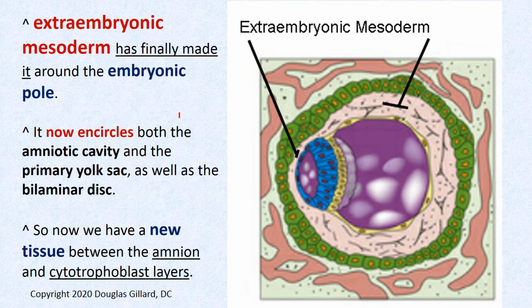Let's focus, move ahead. But for whatever, it now completely encircles the little human, the bilaminar disc. The primary yolk sac is encircled. The amnion is encircled. Wouldn't that be a nice question? The extraembryonic mesoderm encircles all of the following except blank. So something like that. That's one of my favorite types of questions.